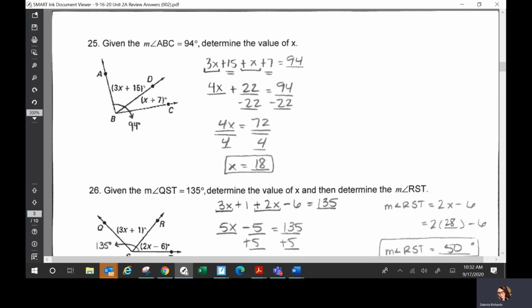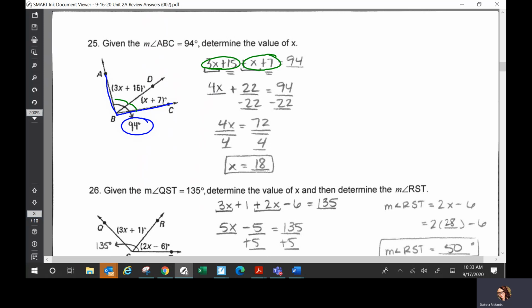Okay, so 25 says, given the measure of ABC is 94 degrees, that big angle is composed of the two smaller angles. The two smaller angles are 3x plus 15 and x plus 7. So those two added together, 3x plus 15 plus x plus 7 equals 94. The whole thing.